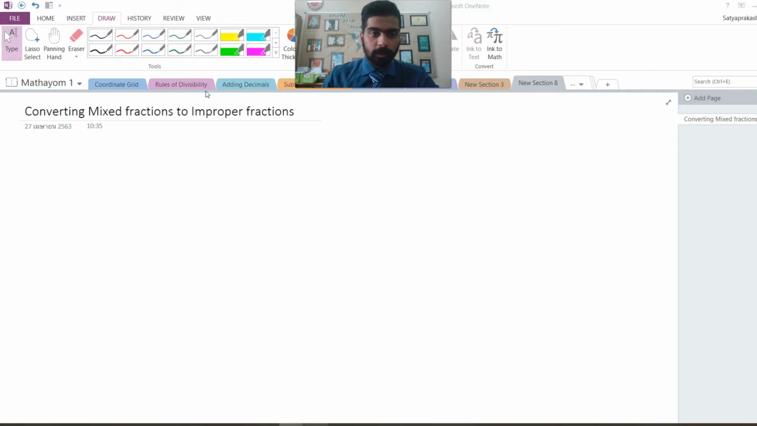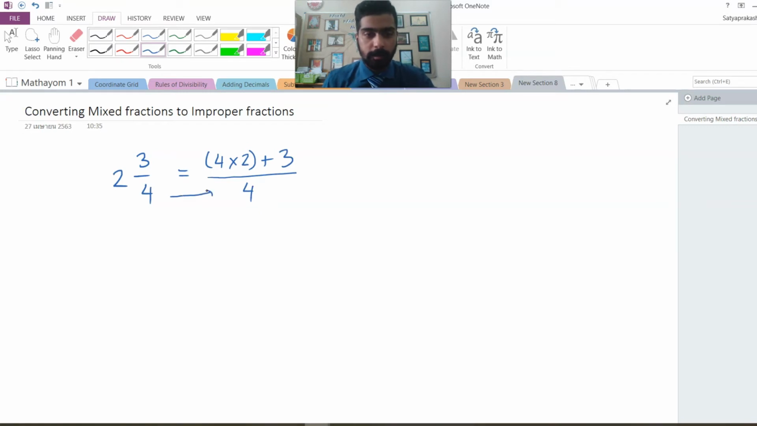Alright guys, so let's say I have a mixed fraction that looks something like this: 2 and 3/4. In order for me to convert this mixed fraction into an improper fraction, I would take 4 multiplied by 2 and add it with 3, and the denominator would stay the same. So what I have here is 4 times 2 would give us 8. 8 plus 3 over 4 would give me 11 over 4.